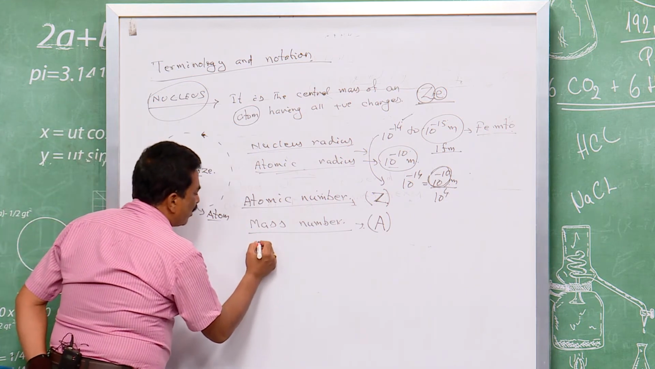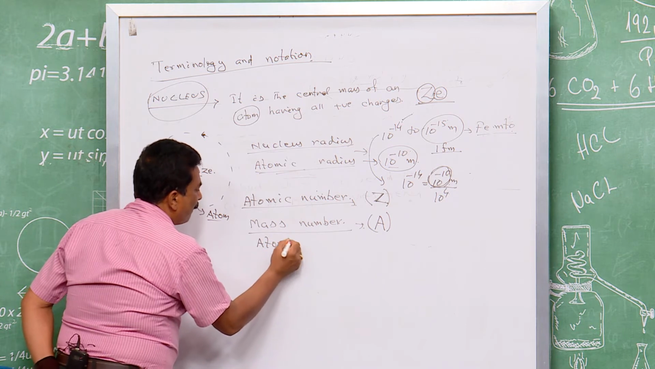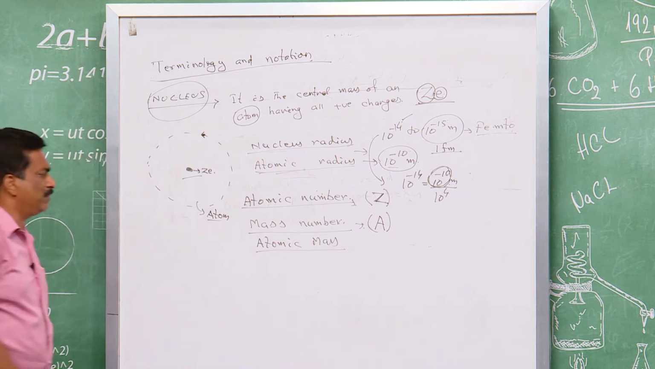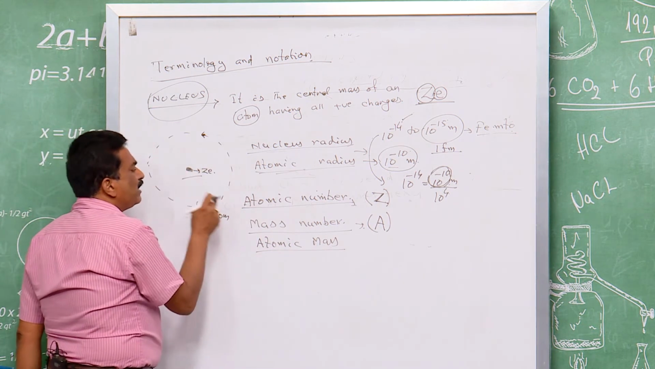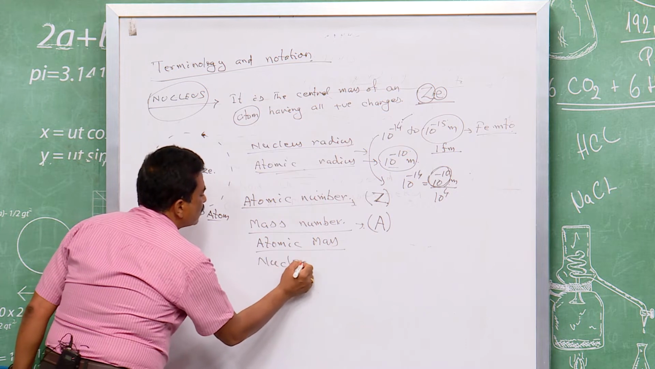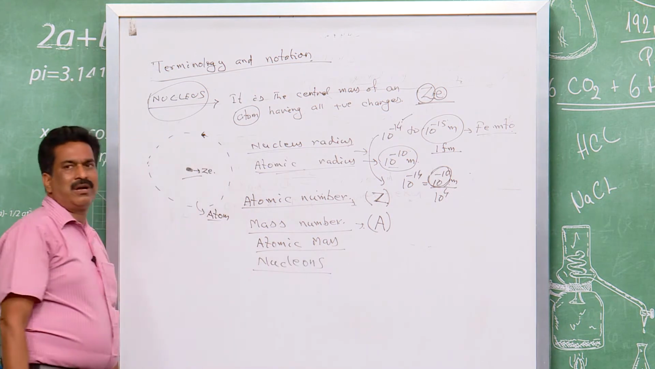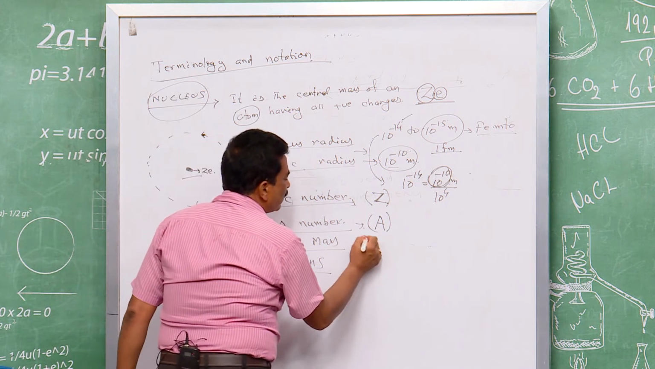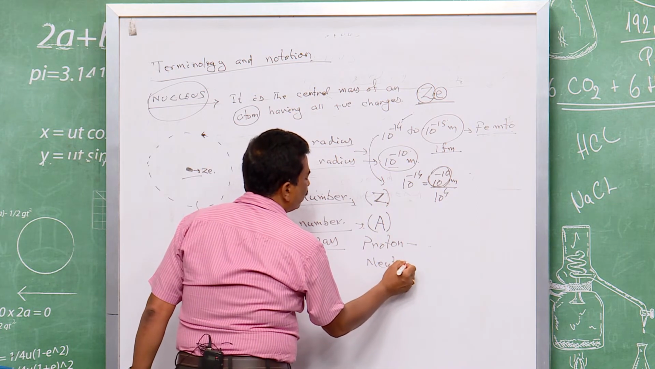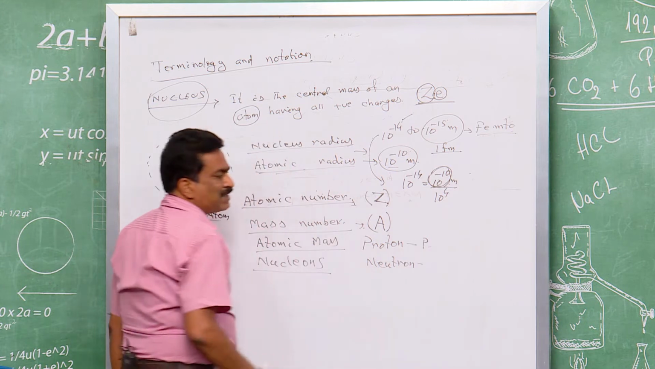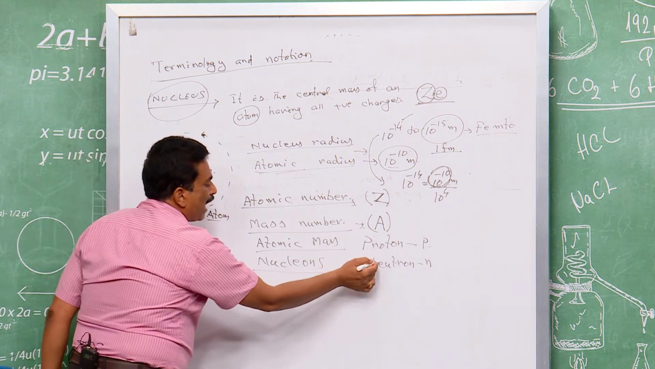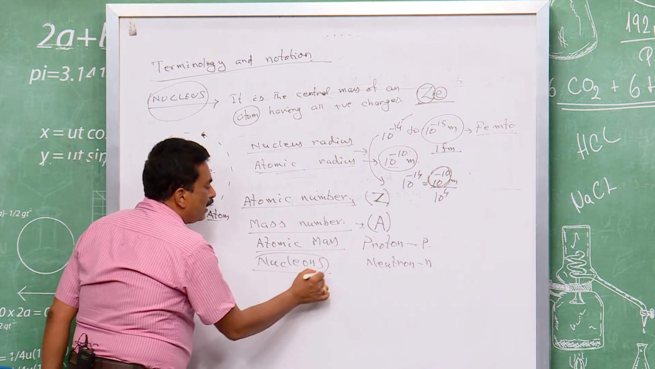Another one is the atomic mass. Atomic mass means the mass of the atom. That mass of the atom, as I said, is nothing but the mass of the nucleus. Next, another term is the nucleons. Before going to nucleons, there are two terms you have to know. One is the proton, one is the neutron. The proton is symbolized as P, and the neutron is symbolized as N. The sum of the proton and the neutron gives you the nucleons.